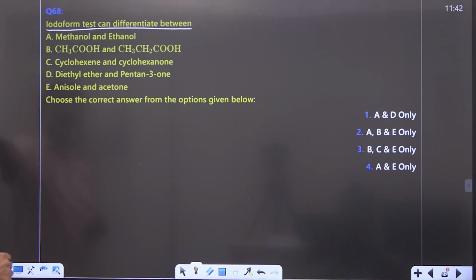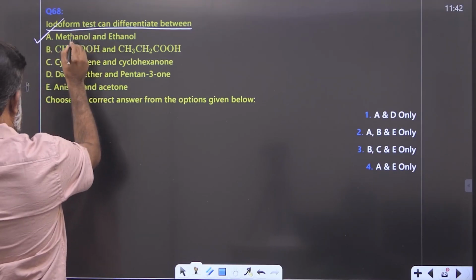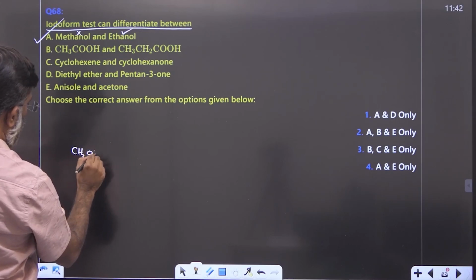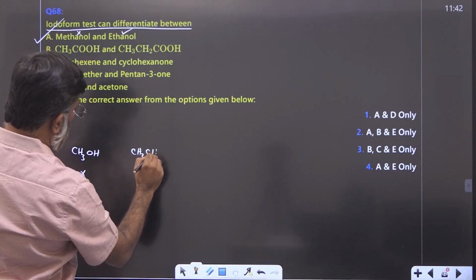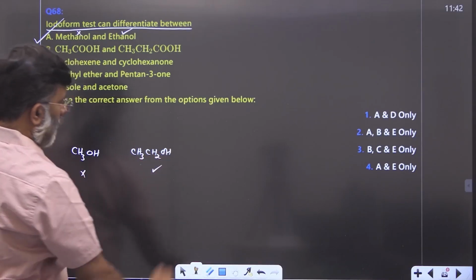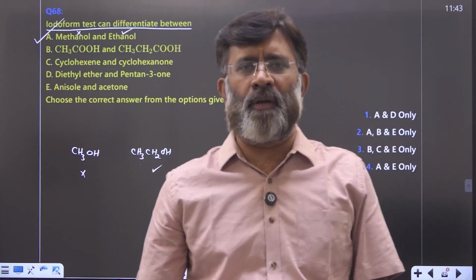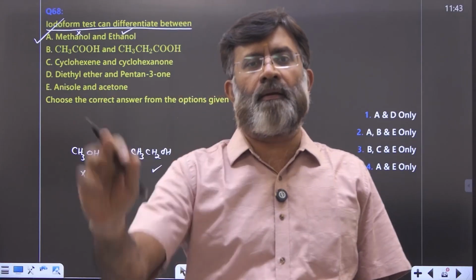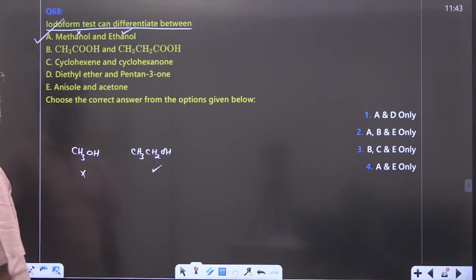What about A? Methanol, ethanol. Correct. Methanol will not react, ethanol will react. This is methanol. It is unfit for giving iodoform test. This is ethanol. That will give iodoform test. Methanol does not contain a methyl carbinol group. It is only a carbinol. We want a methyl carbinol group. So ethanol can give iodoform test. Methanol cannot.